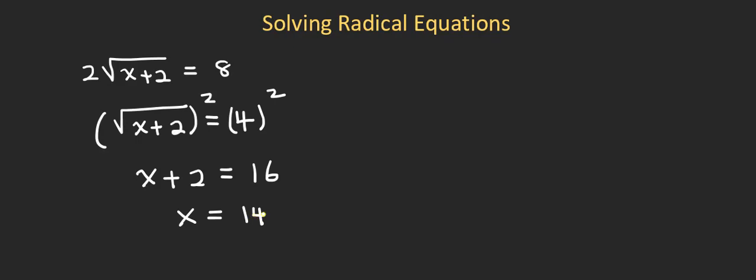Now, whenever you solve radical equations, you want to double check if that's the correct solution. So let's plug in 14. 14 plus 2 is 16. Radical 16 is 4. 4 times 2 is 8. So that is indeed our solution.